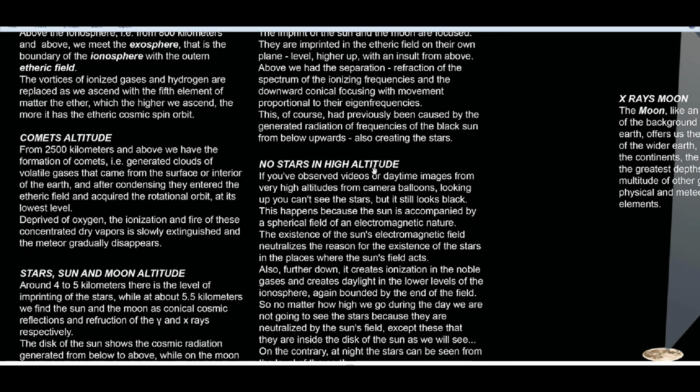No stars in high altitude. You see why the astronauts were saying, oh, we didn't see any stars. If you've observed videos or daytime images from very high altitudes from camera balloons looking up, you cannot see the stars, but it still looks black. This happens because the sun is accompanied by a spherical field of an electromagnetic nature.